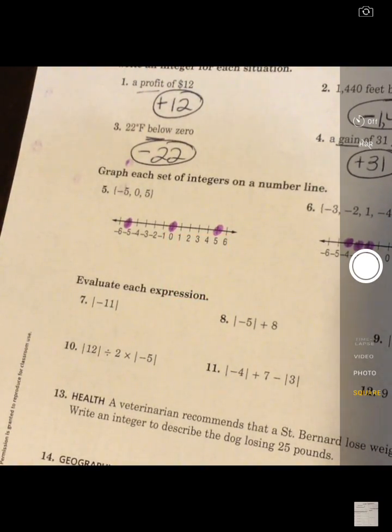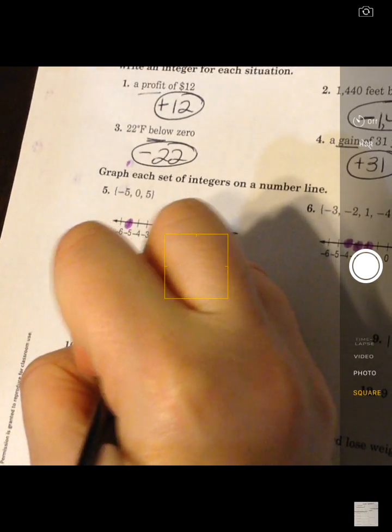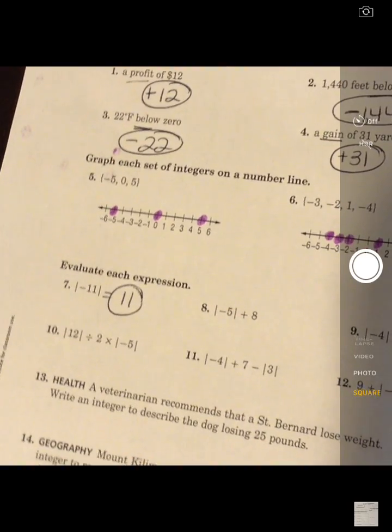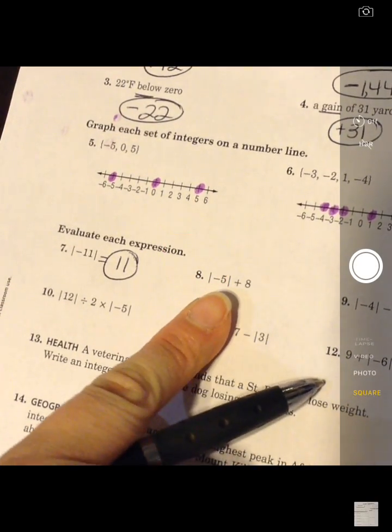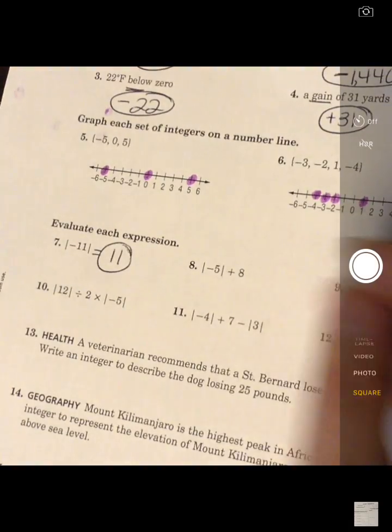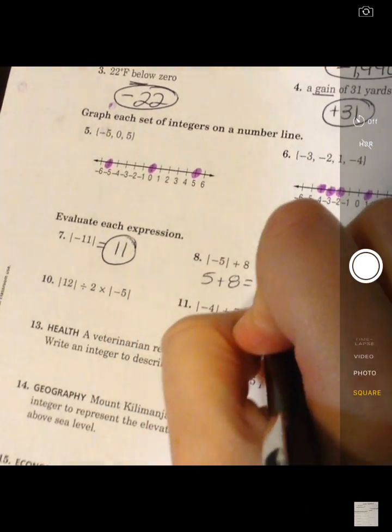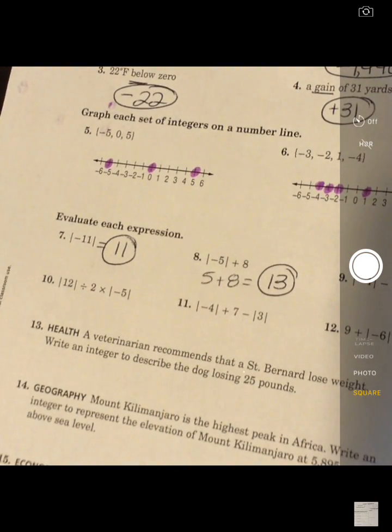The absolute value of negative 11 is positive 11 because it is 11 units from 0. Parentheses after absolute value bars act like parentheses, so do it first. Absolute value of negative 5 is 5, so 5 plus 8 gives me an answer of 13.